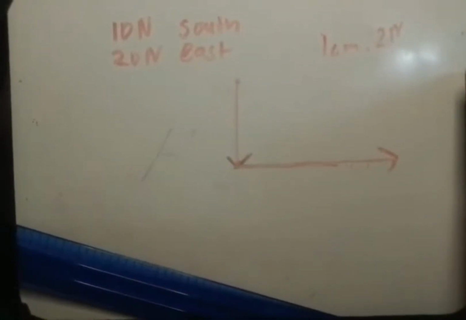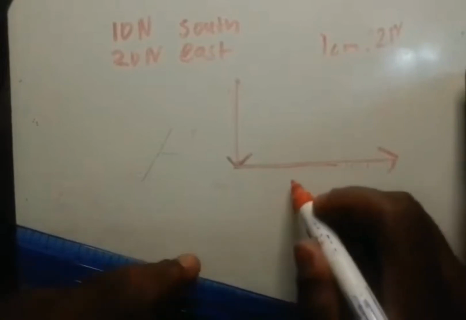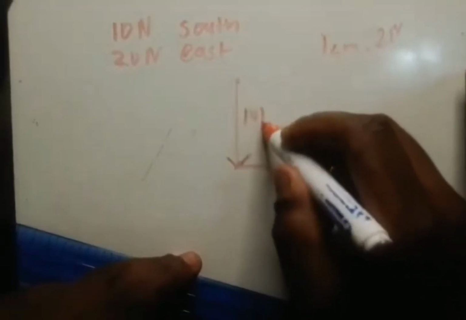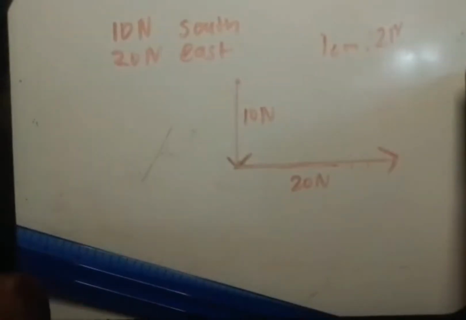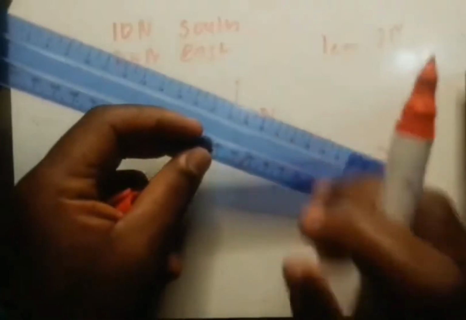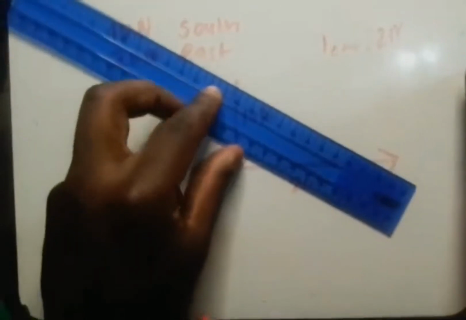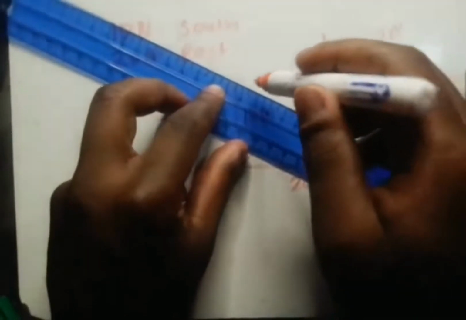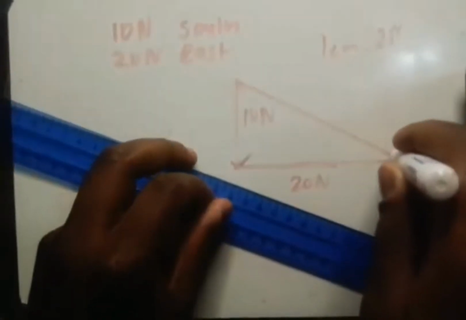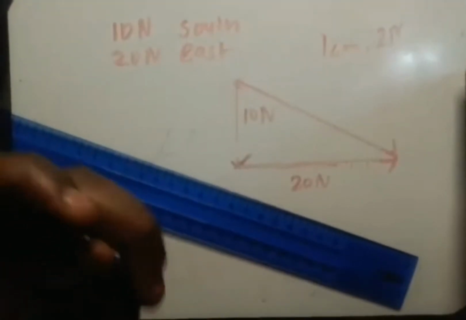Okay, so from there we now have to find our resultant. This is the 20 newtons force, and this is the 10 newtons force. To find the resultant, we connect from the tail of one to the head of the other. Remember, the method is head to tail, so the resultant goes tail to head. So this would be the resultant. Now we have to measure it.